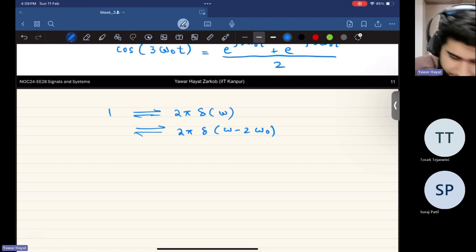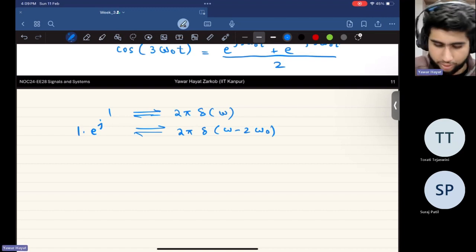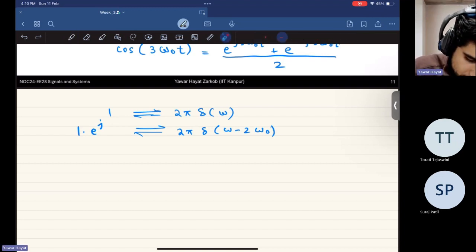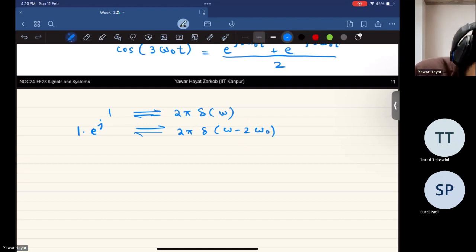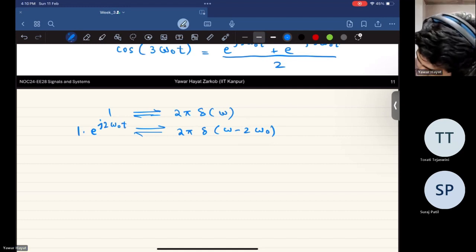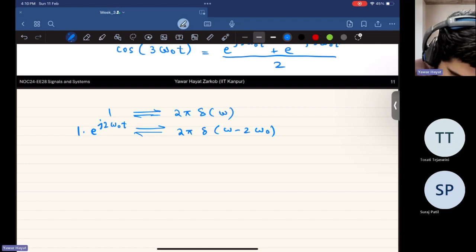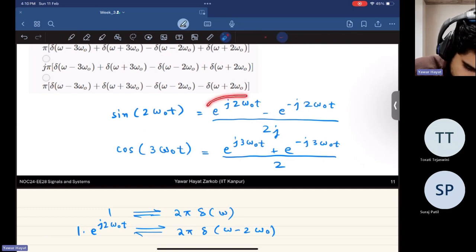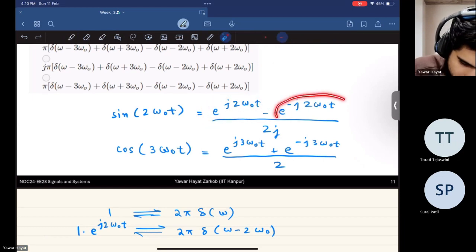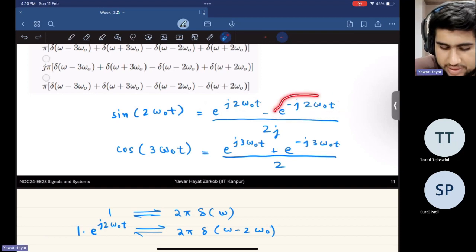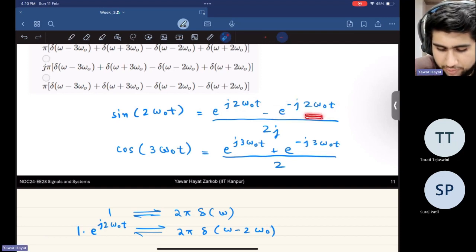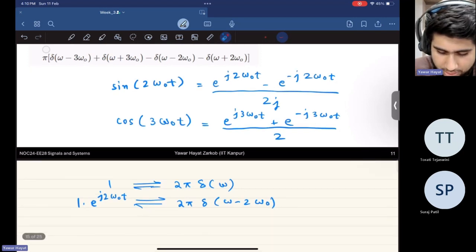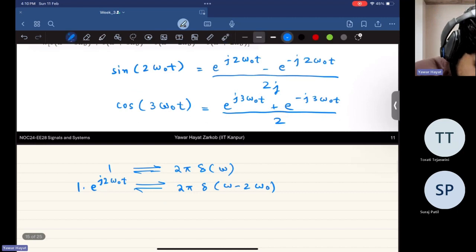So in the time domain, we'll multiply e to the power j omega naught t, right? In our case, this omega naught is 2 omega naught. So we'll write 2 omega naught t. Okay. So likewise, we handled this one, the Fourier transform of this. Similarly, you can see this would come if we shift this frequency by plus, right?